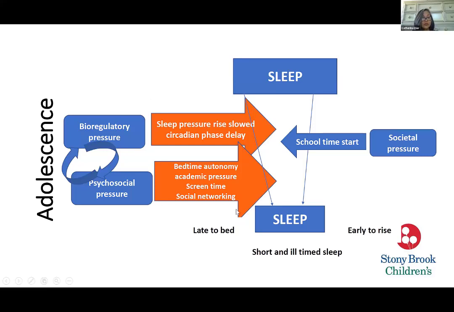So now let's go to adolescents. Adolescence is a very special group as far as sleep disturbance is concerned. Why? Because we say that it really is the psychosocial pressure because of the bedtime autonomy, the academic pressure, and of course, now with technology, screen time, and social networking, that they do not have an adequate amount of sleep.